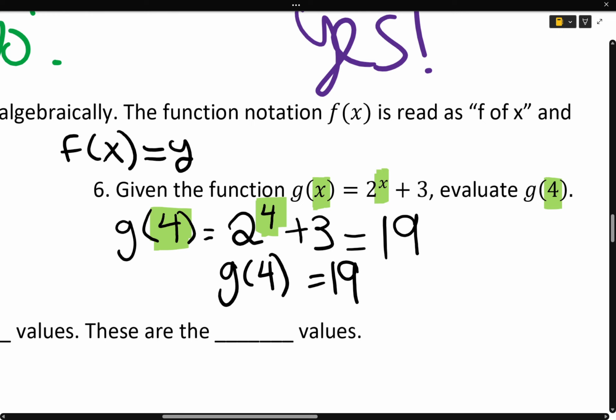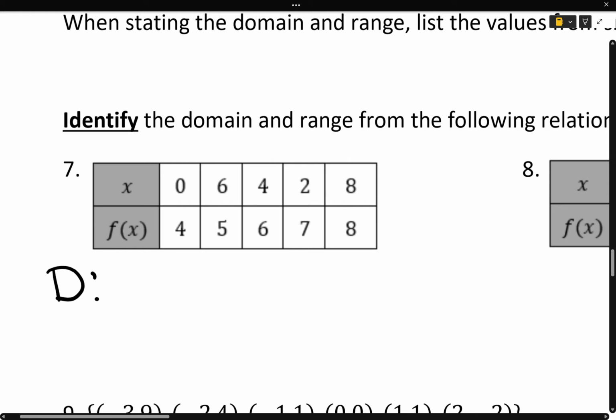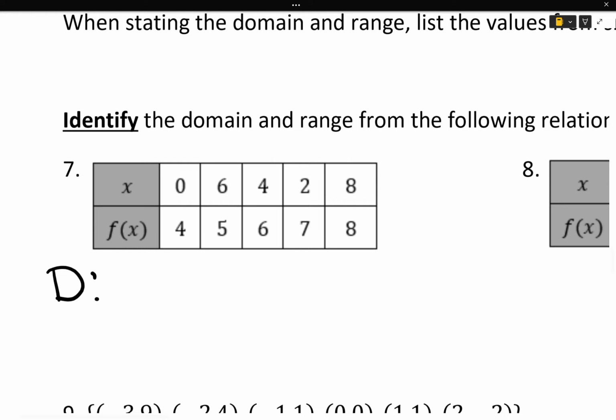So let's do that for numbers 7, 8, and 9. Our domain is a list of x's. When we write a list of x's, in math, we use squiggly brackets. Squiggly brackets represent the words "the set of." We love abbreviating in math. So instead of 3 words, we're writing a squiggle. Perfect. For the x's, it's 0, 2, 4, 6, and 8.